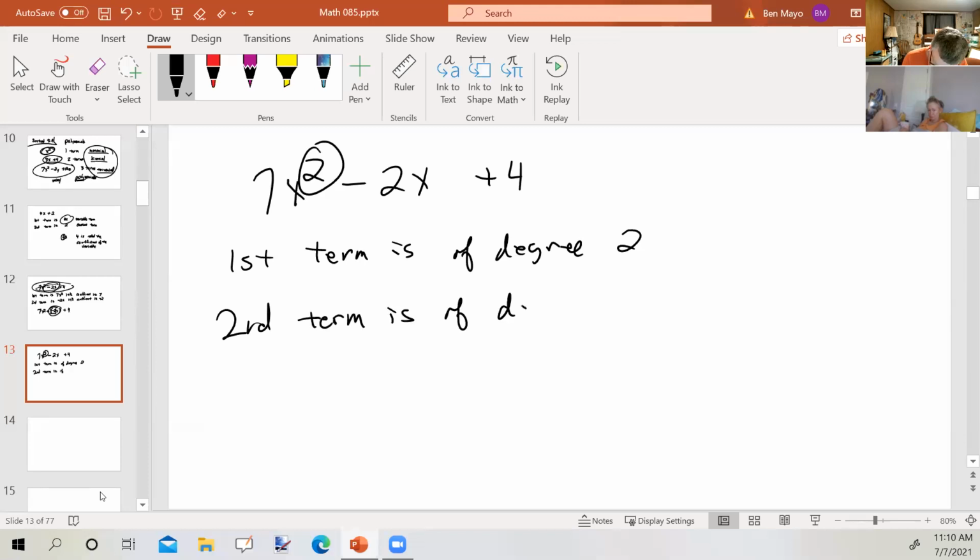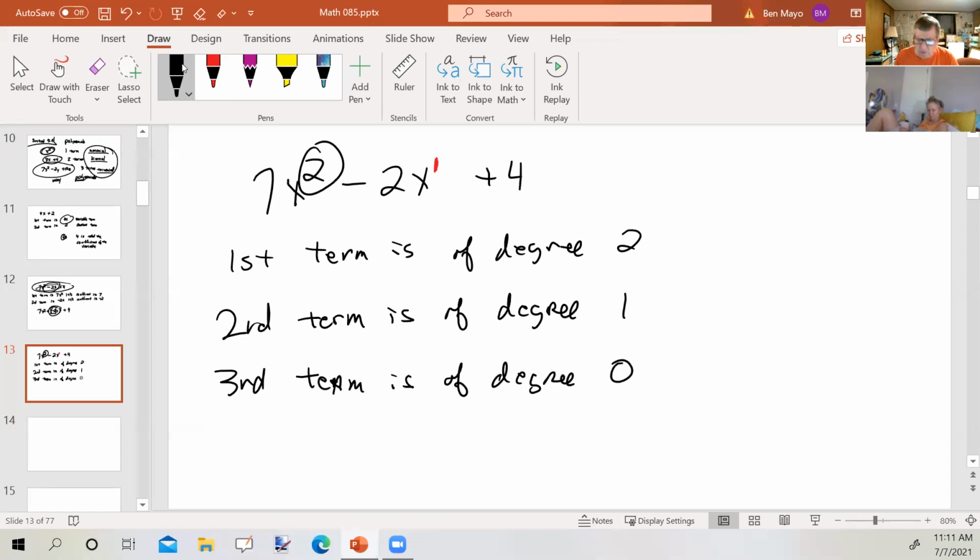The second term is of degree 1. Recall, and this is another one of those things that supposedly you learned in a previous math class, hopefully you did: if there's no exponent on the variable, it's an implied 1. Okay? Now this next one's a little tricky. The third term is of degree 0.